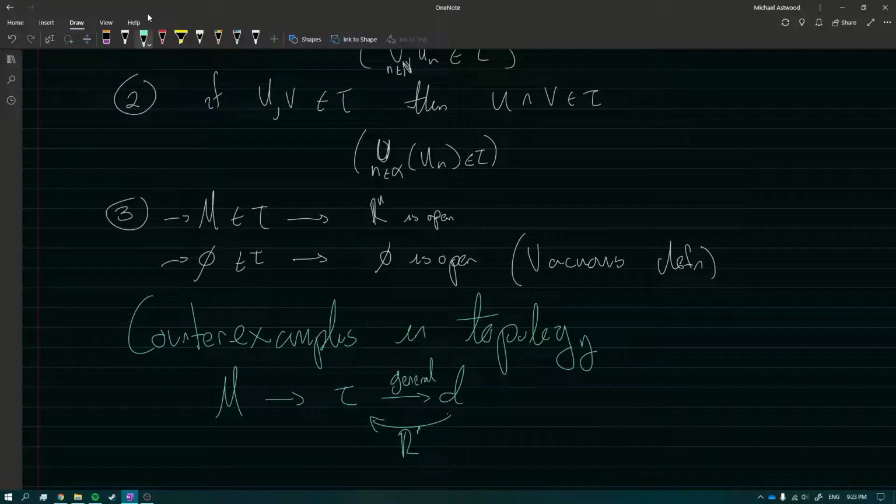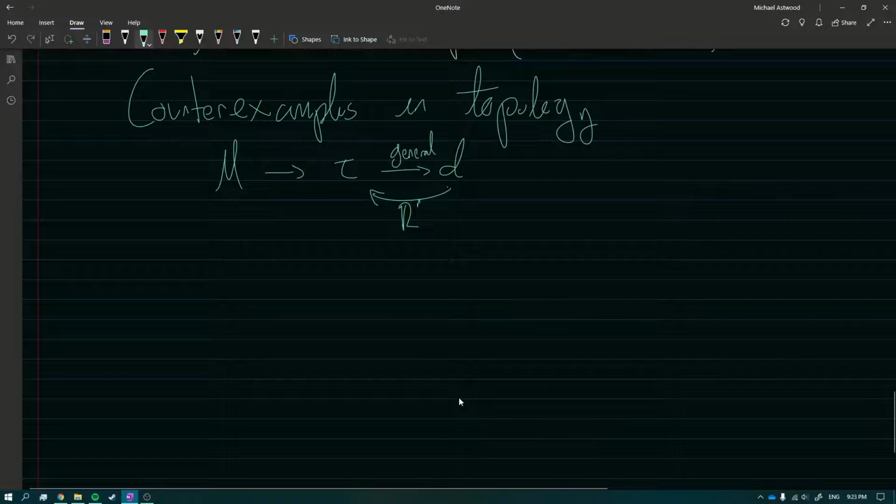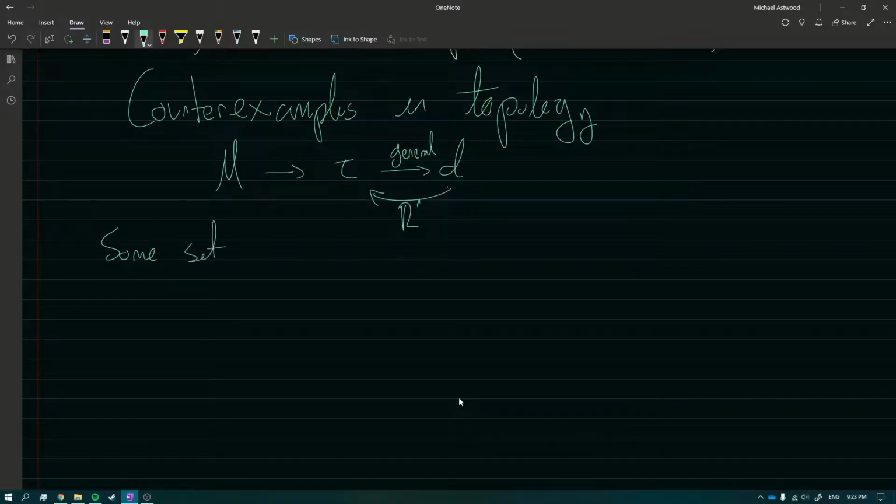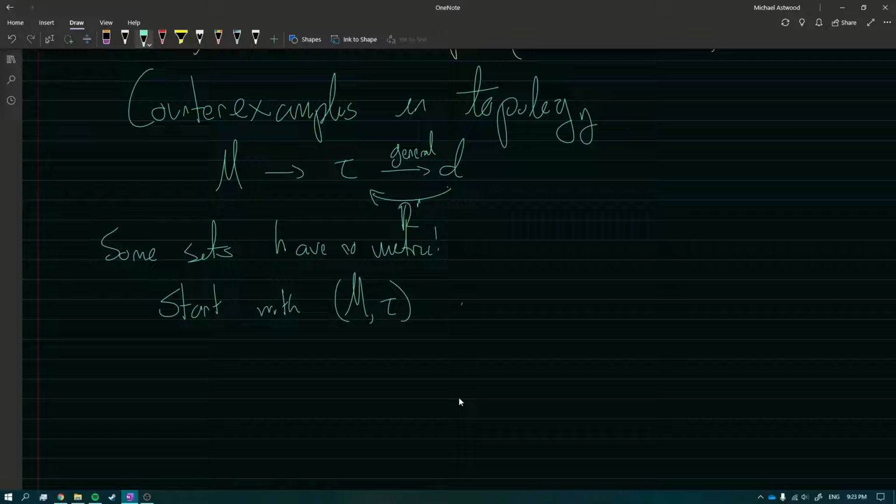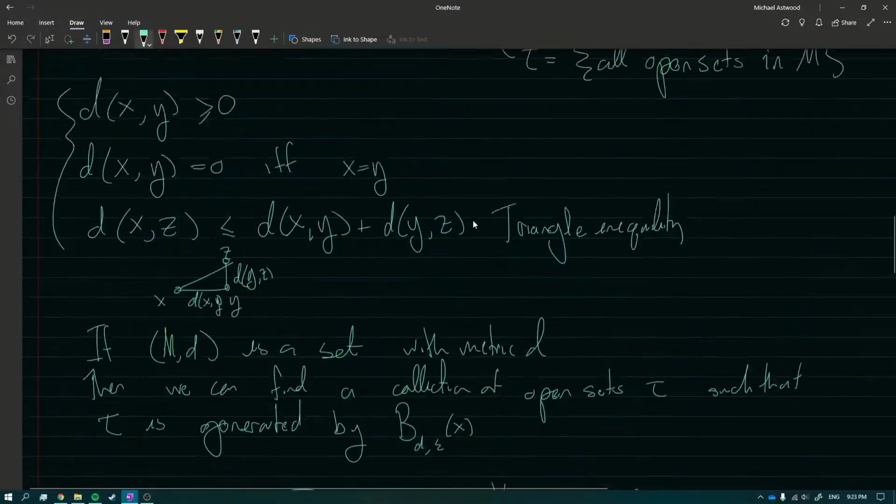you start with the open sets and then you construct a metric. So there are some sets that have no metrics. These sets are called non-metrizable topological spaces. So start with a set M and a topology tau, can you construct a metric? Sets that you can construct a metric on are called metrizable. So it only works if it's metrizable. Great. So that's sort of the idea behind topology.